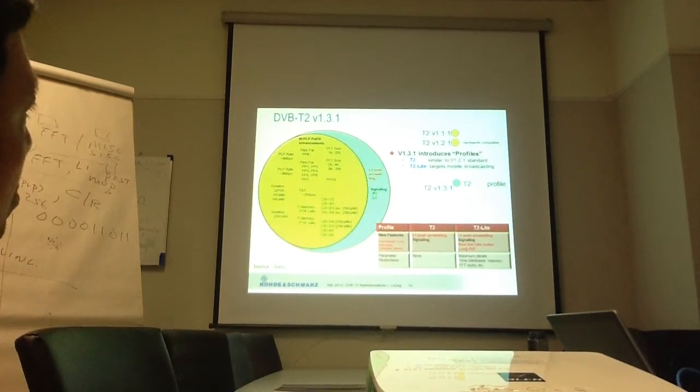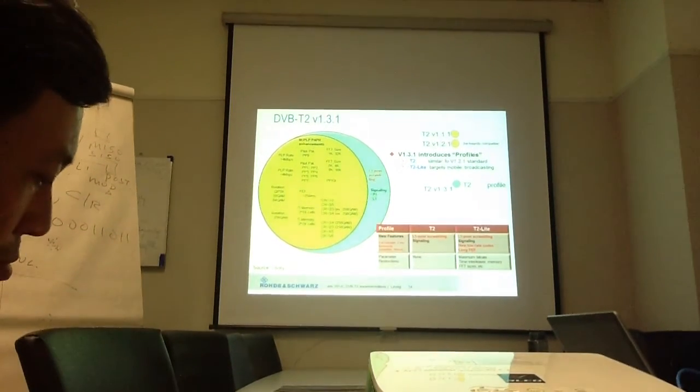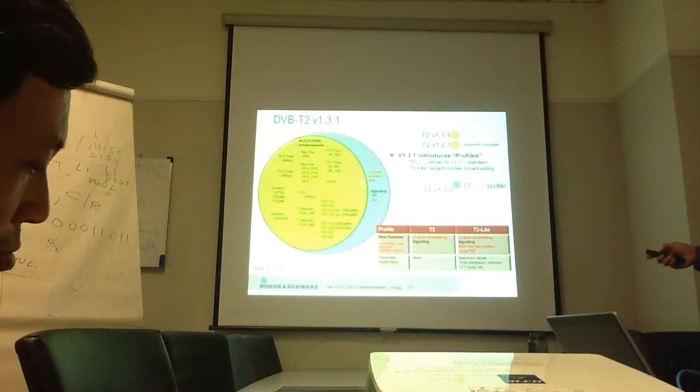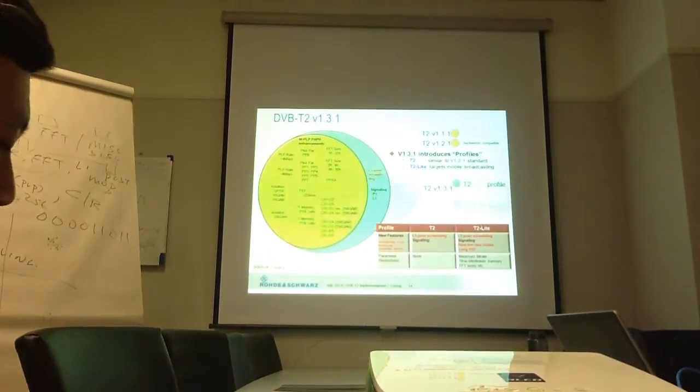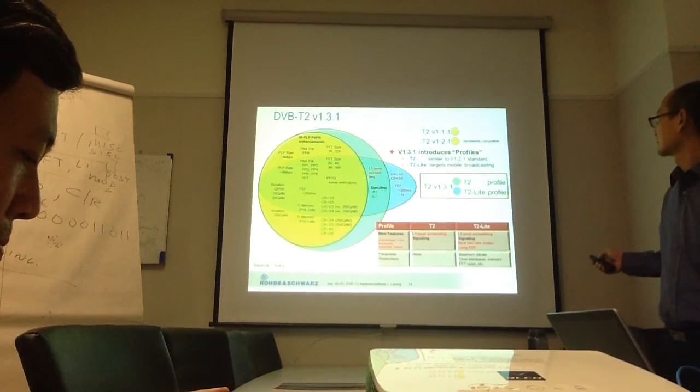So sometimes they ask what is the difference between 1.2 and 1.3. Number 1 difference is the post scrambling. Number 2 is the DVB-T2 Lite. For this case, you could see T2 Lite is the blue color.